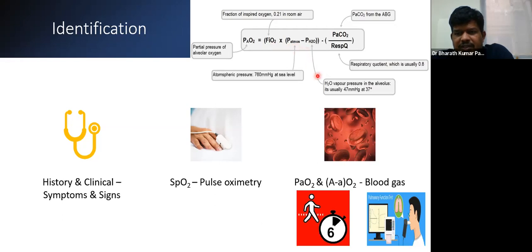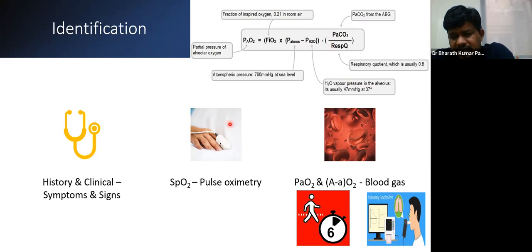Water vapor pressure is usually 47 millimeters of mercury at body temperature, that is 37 degrees, and the water vapor pressure we measure here is at the level of the alveolus, minus PaCO2, the arterial partial pressure of carbon dioxide, which we get from the ABG, divided by the respiratory quotient, which is usually 0.8. By applying the alveolar gas equation, we derive the partial pressure of alveolar oxygen, from which the partial pressure of arterial oxygen is subtracted to find the alveolar-arterial oxygen gradient.